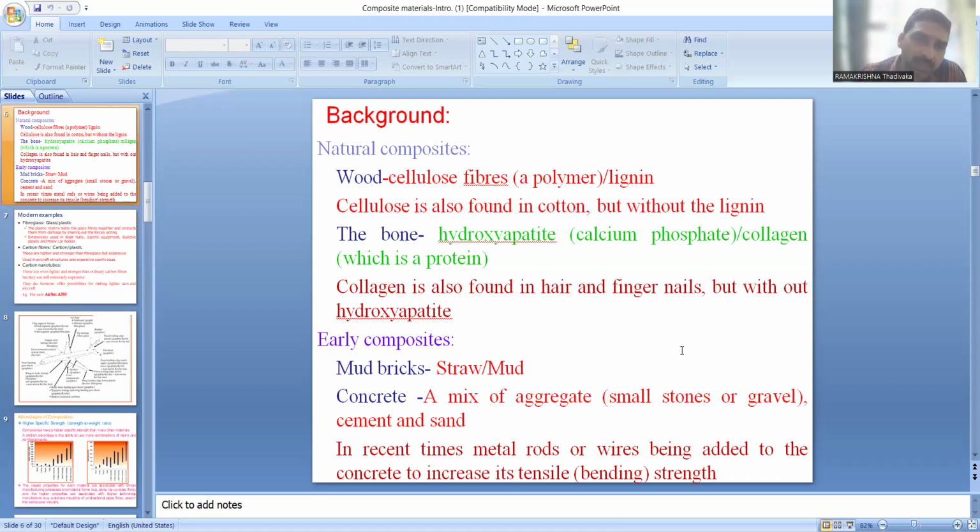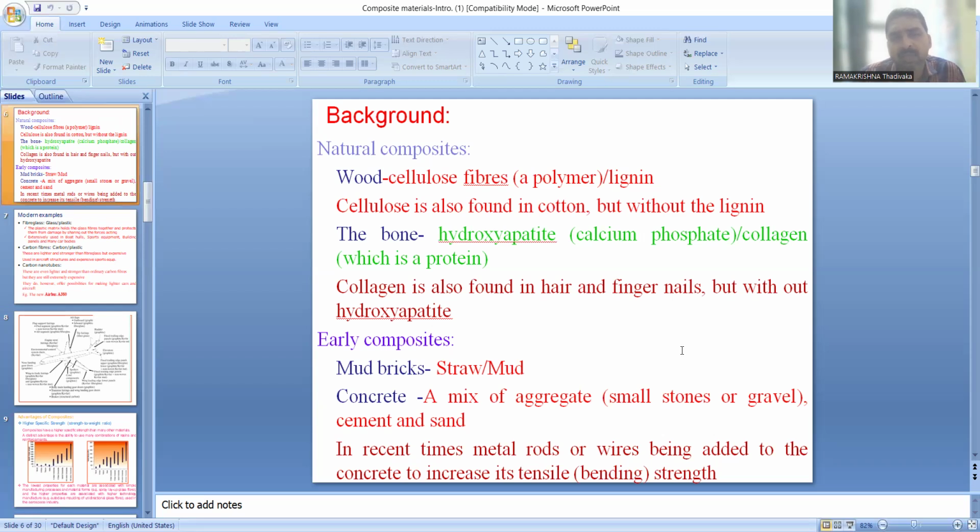These mud bricks were used to build houses in olden days. To prepare these mud bricks, small cut pieces of straw are combined with mud. Here, the straws act as the reinforcement and mud is the matrix.